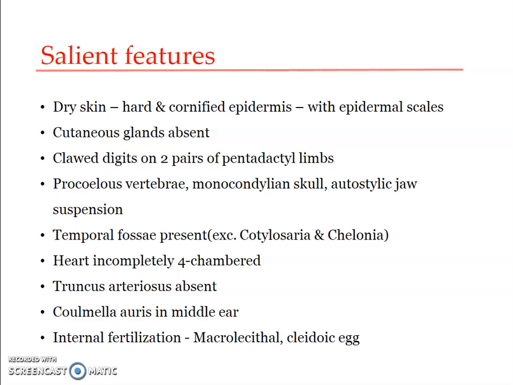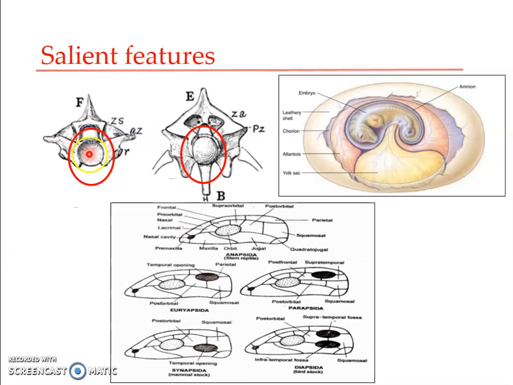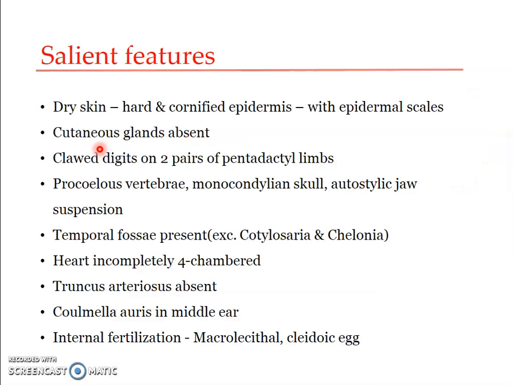Then they have procoelous vertebrae. That is, as you can see over here in the first figure, this is the anterior part of the vertebra, where a concavity is present, while the posterior part has a protuberance, a convexity. So this kind of vertebra is known as a procoelous vertebra. When we discussed Amphibia, we already saw that they do have procoelous vertebrae. Now, a monocondylian skull is seen, and the jaw suspension is orthostylic in nature.